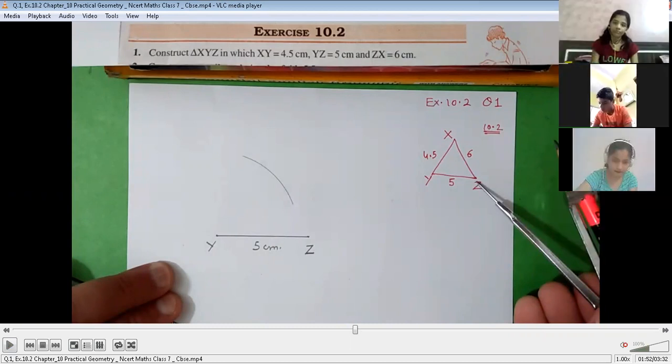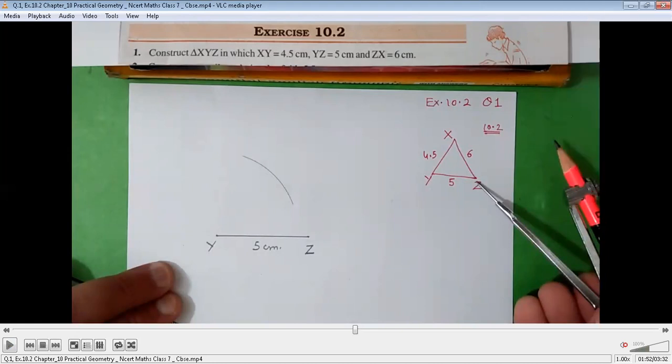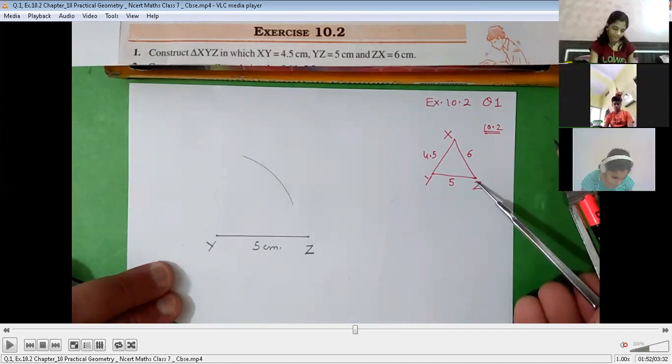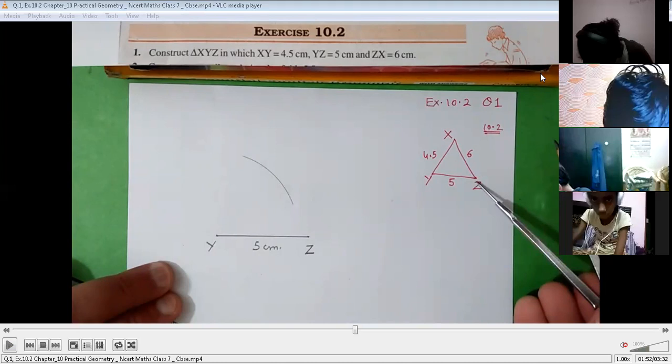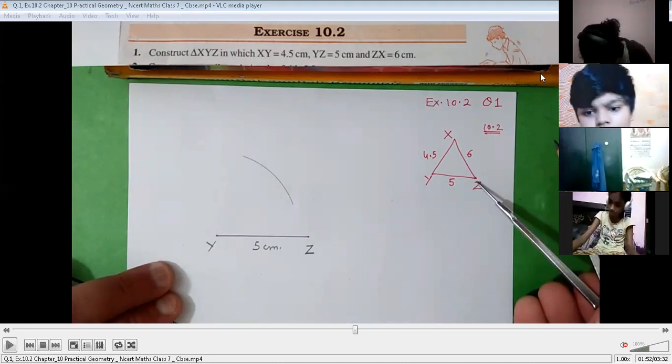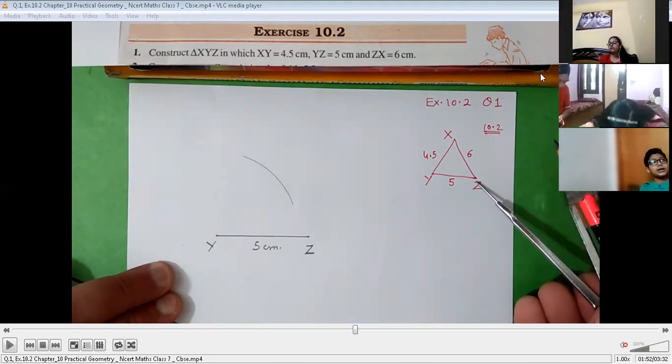Do it, beta. First of all, draw a line of 5 centimeters with the help of scale. Then measure 4.5 centimeters with the help of scale on your compass, put your needle on point Y and draw an arc of 4.5 centimeters.